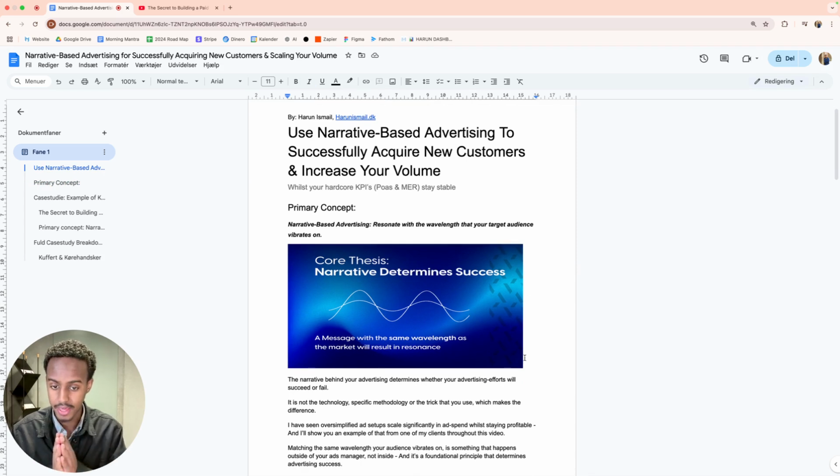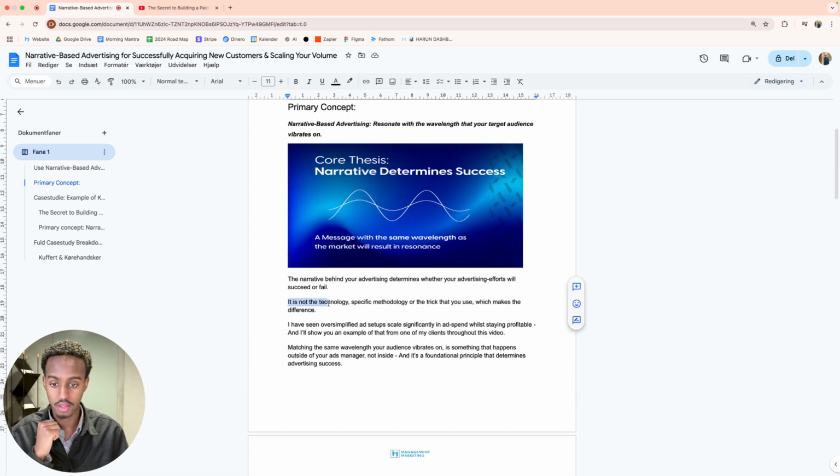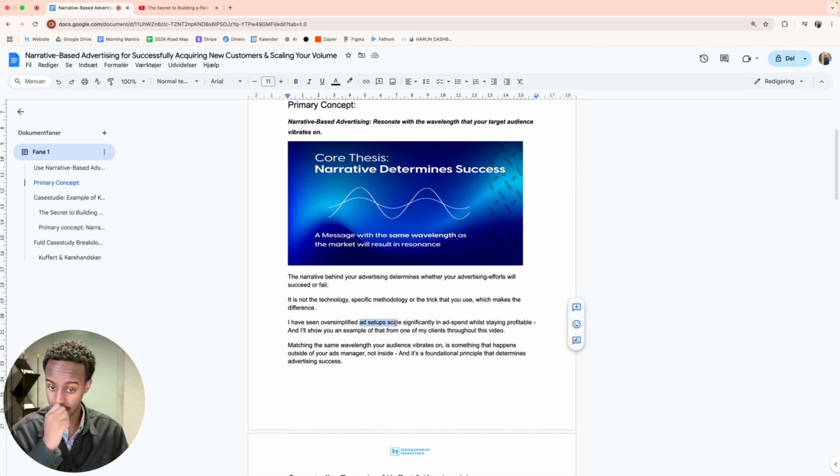A message with the same wavelengths as the market will result in resonance and will result in profits from your advertising efforts. If you can't align yourself with the wavelength that your target audience vibrates on, you won't succeed with your advertising efforts. The narrative of your marketing determines whether you will essentially succeed or fail. It's not the specific technology, it's not the specific methodology or trick inside of the ads manager that you use which makes the difference, because I have seen extremely oversimplified ad setups scale significantly in ad spend whilst remaining profitable.